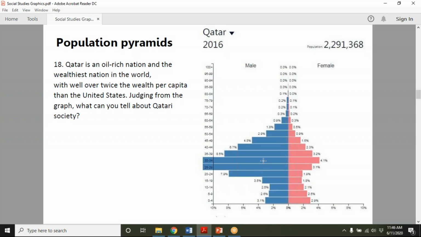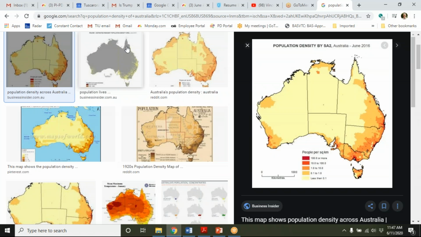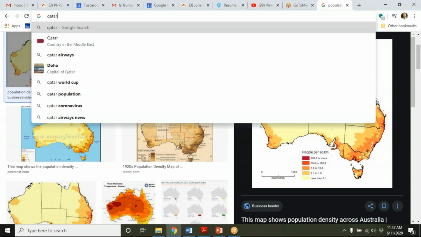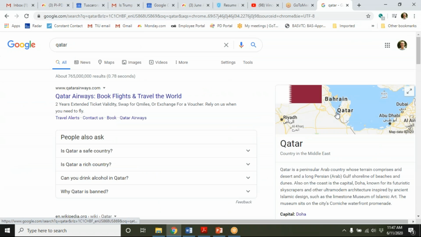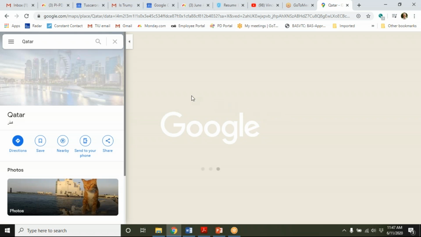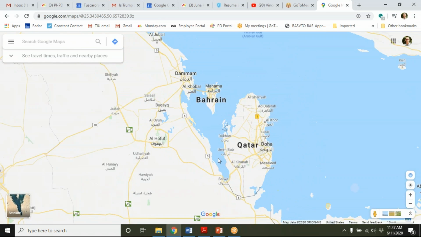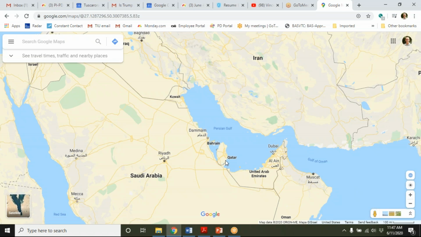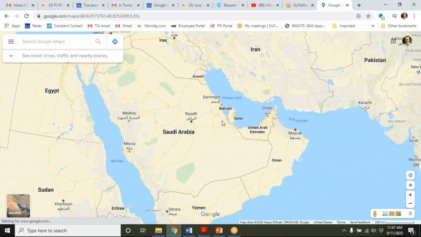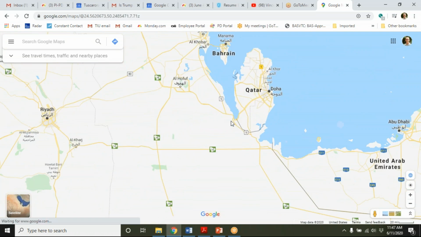Now, let me tell you, Qatar, especially the last 10 years or so, is huge on immigration. Most people in Qatar were not born in Qatar. And where is this country? I'm sorry, where is this country located? It's in the Middle East. Let's look it up here. Okay, that's where it is. It's a little country that sticks out from the Saudi Arabian Peninsula. It's an oil-rich country.